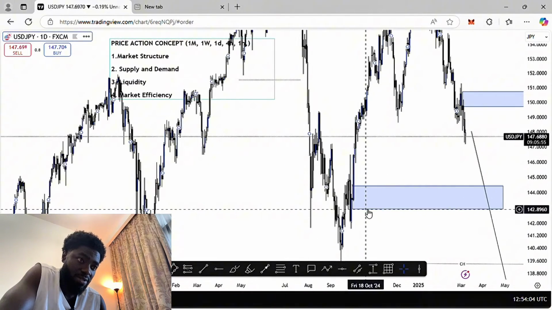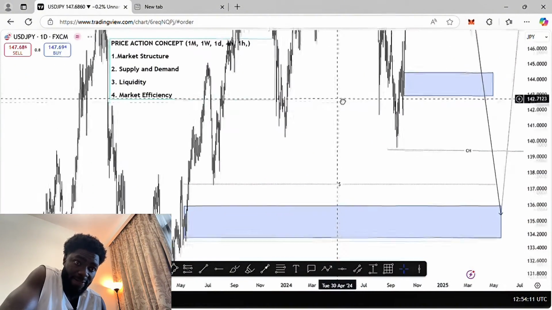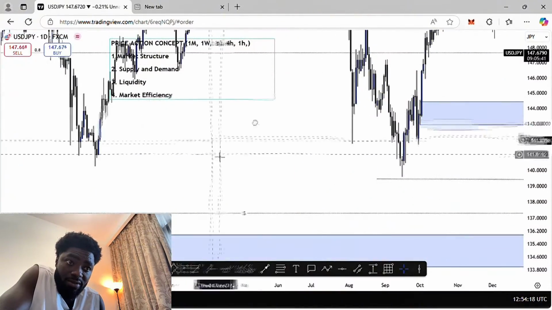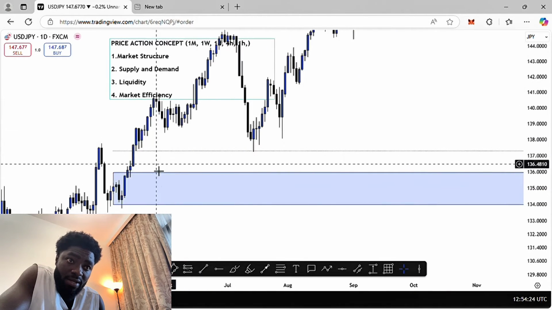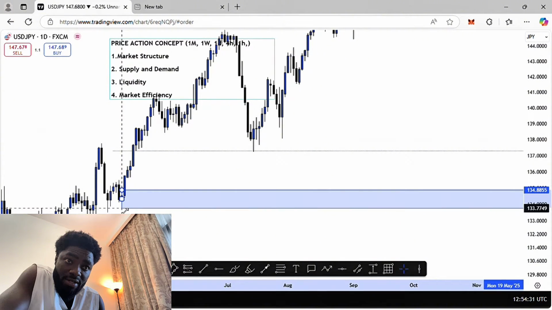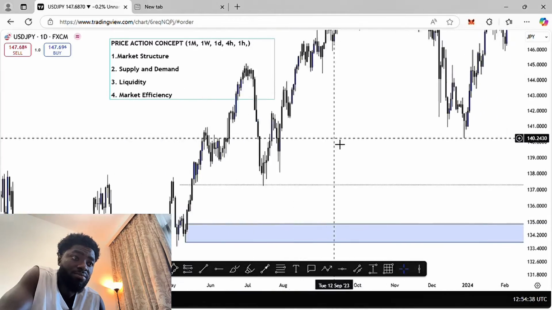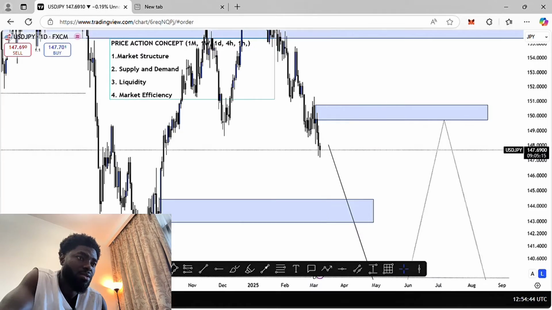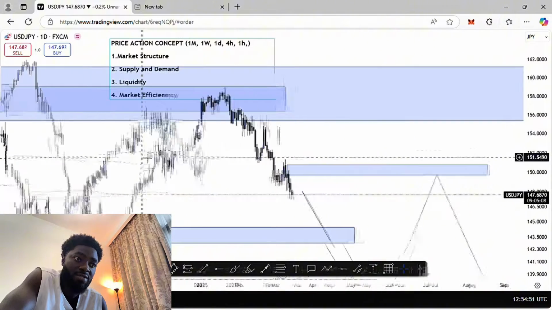Price will drop to this zone, then maybe finally come back and break here. Okay, and if I should refine this supply zone at the daily, let me take this daily candlestick as a refined inefficiency or demand zone. So we're looking for sells and nothing else. And mind you, the criteria we are using: supply and demand, liquidity, and market efficiency.